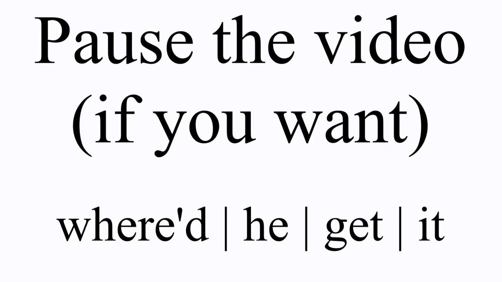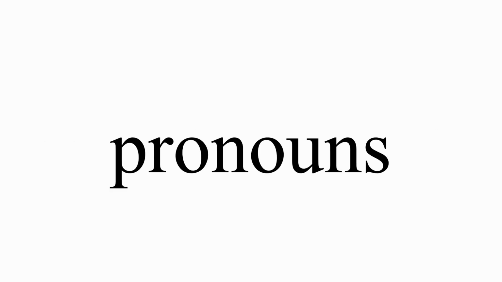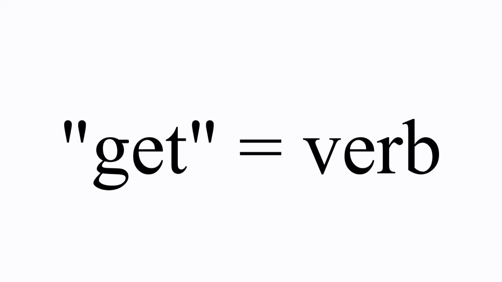Now let's see which words are stressed. Again, pause the video if you want. So we have 4 words. He and it are pronouns. They are function words, so they are not stressed, normally at least. So that leaves us where'd and get. So the easy part here is get is a verb. So of course it is a content word, and a 1 syllable content word is always stressed.